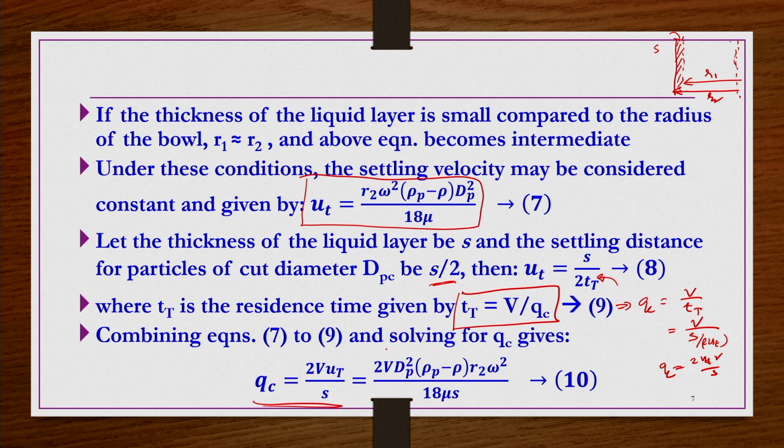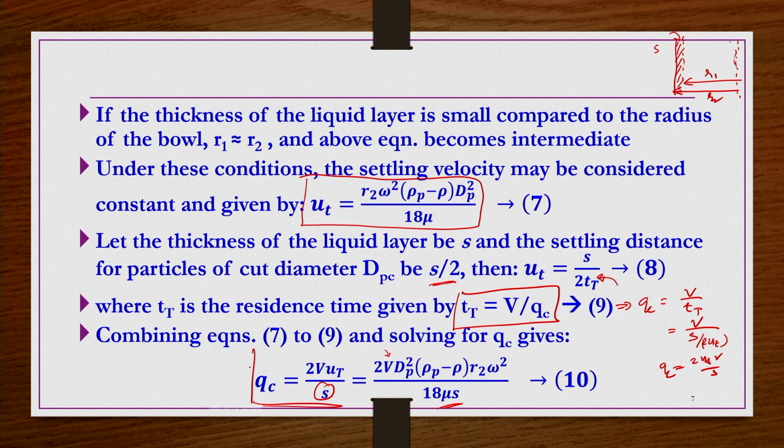Here V is the volume of the liquid inside the bowl from which particles are being separated. That volume of the liquid V we know. This ut we have just written as R2 omega square (rho p minus rho) dp square by 18 mu, divided by S. So this is the volumetric flow rate. If you know the thickness of the liquid layer, then you can find the volumetric flow rate from this equation as well.